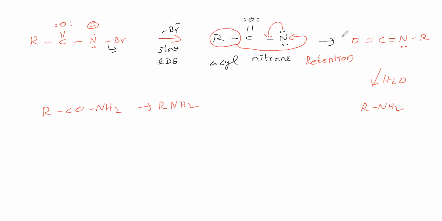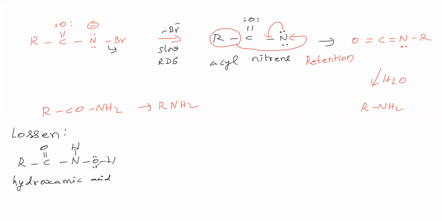Next we will go for the next rearrangement, the Lossen rearrangement. In the Lossen rearrangement, we are taking hydroxamic acid. This hydroxamic acid is treated with OH minus.